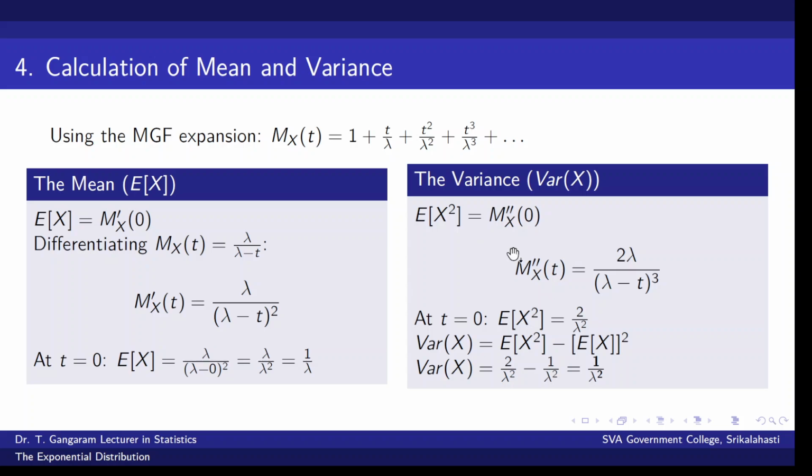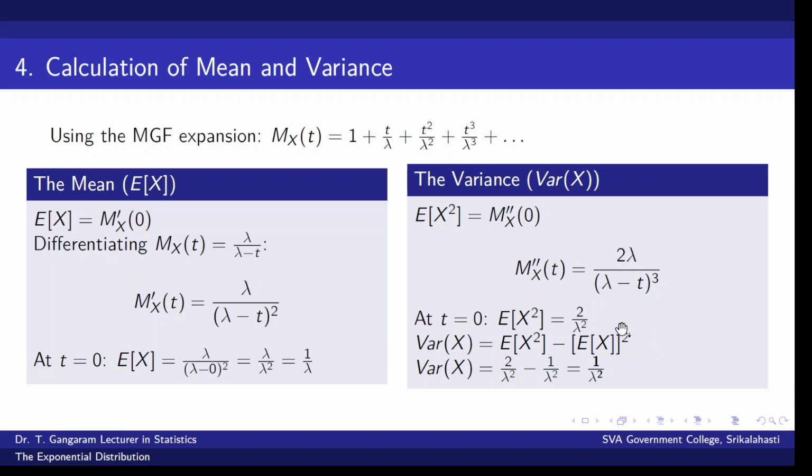Similarly, for calculating variance of X, it is equal to expectation of X square minus expectation of X whole square. If we differentiate this expression twice, that is M double dash X, and keep t equal to 0, we get 2 lambda by lambda minus t whole power 3. At t equal to 0, t becomes 0. 2 lambda by lambda cube, one lambda gets cancelled and 2 by lambda square remains.